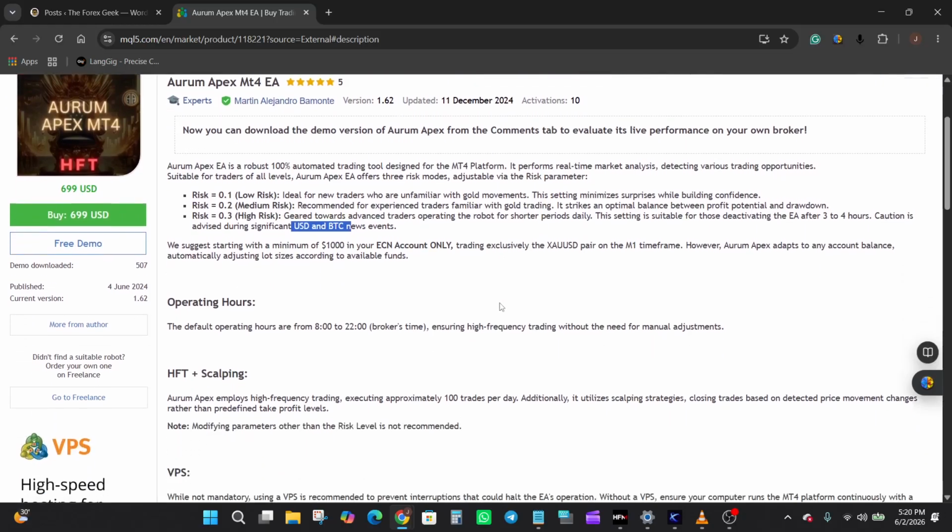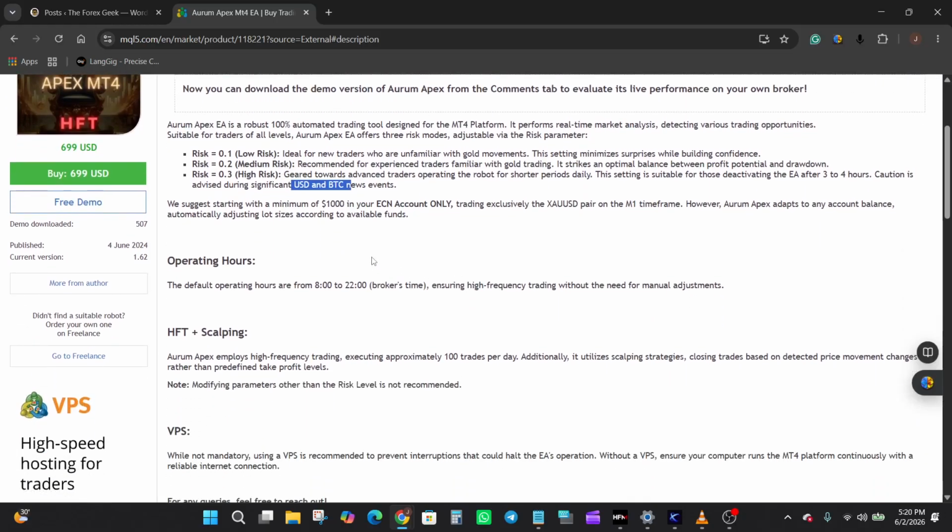Moving further down, the recommended trading environment is clearly outlined. The EA is intended for the XAUUSD symbol on the M1 time frame with a suggested minimum account balance of $1,000 on an ECN account. Now, the description also mentions that lot sizes are automatically adjusted according to the available account balance.